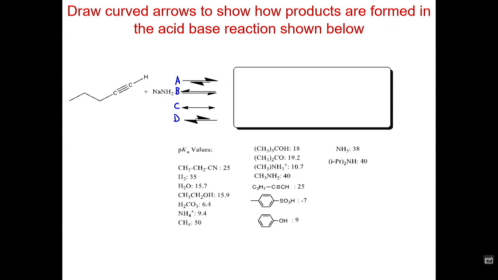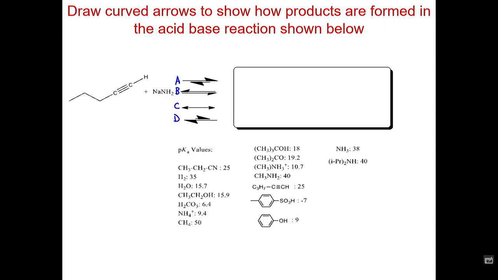Okay, so in this slide, we are going to show how the acid-base reaction occurs and use arrows to draw the conjugate acid and the conjugate base that are formed from this acid-base reaction. So the first thing that you're going to do is ask yourself, what is going to act as a base and what's going to act as the acid?